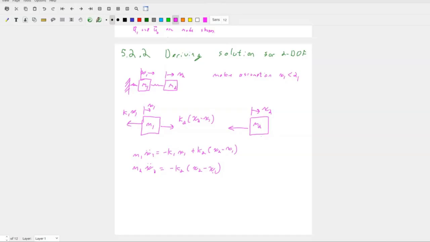Is the first one M1 x1 double dot or x2 double dot? The first one's M1 x1 double dot. Yeah, just like it is.